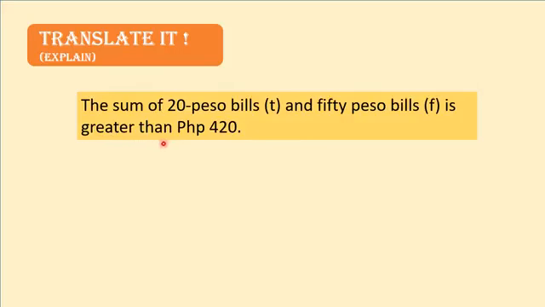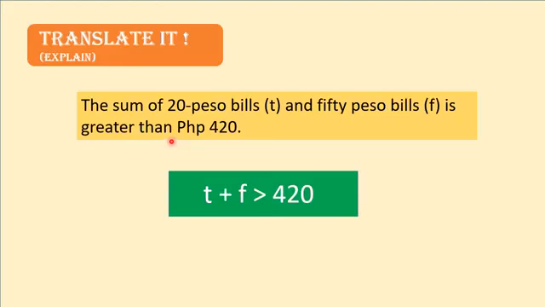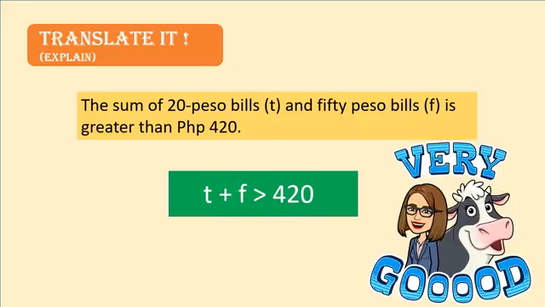Have you now formulated the mathematical sentence? Exactly, it is T plus F greater than 420. T is represented by 20 peso bills, and this is the word and, 50 peso bills is represented by letter F. And this is the inequality sign. Very good. That was a good job.